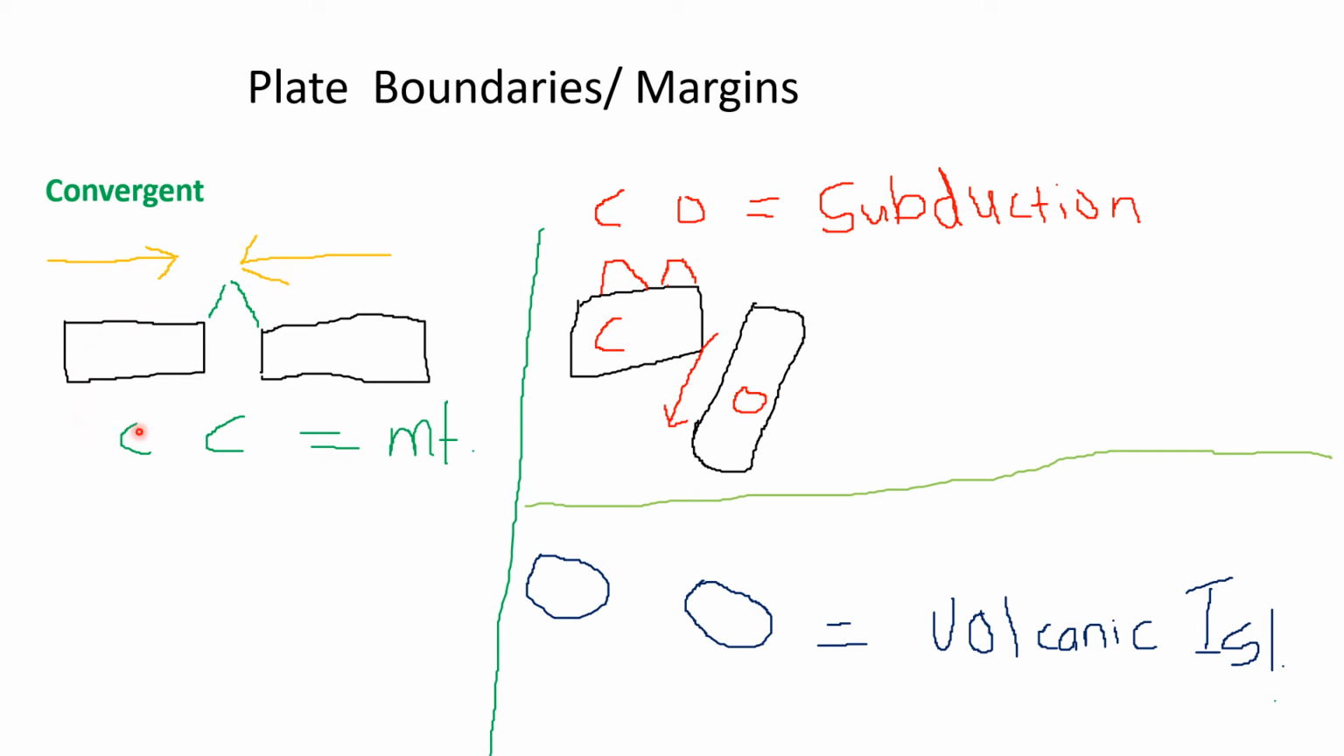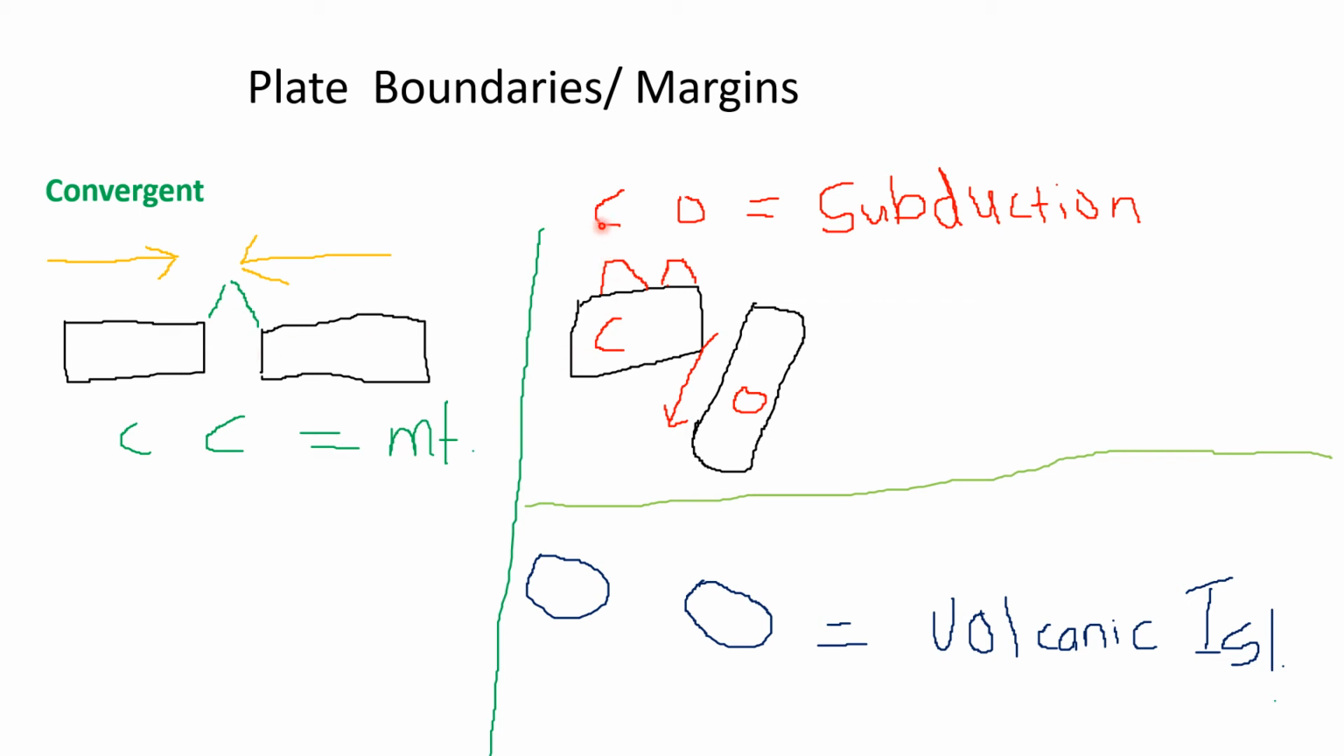Where we have a continental and a continental plate, we'll have mountains being formed. Some of our highest mountains are being formed at the convergent plate margin.